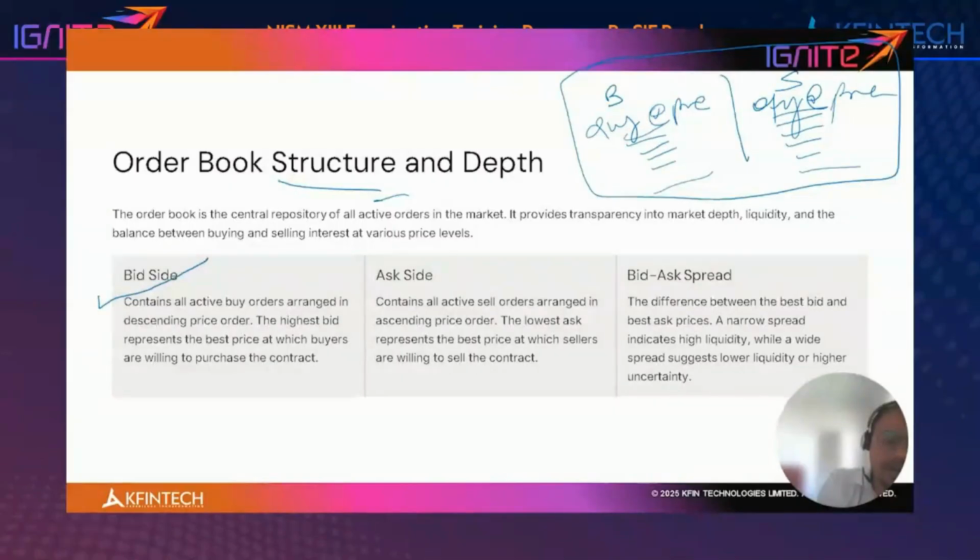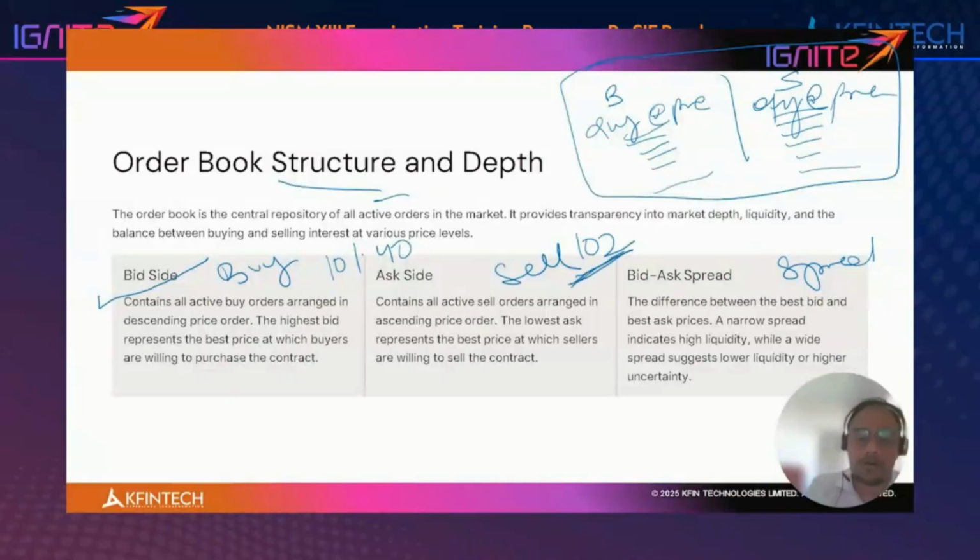What is bid side? We explained. Bid means buy, ask means sell. The difference between bid and ask is the spread. Say suppose I want to buy at 101.40. The seller is not ready to sell below 102. The spread is 0.6 because 102 minus 101.4 is 0.6. It is very simple. Bid means buy, ask means sell, and the spread is the difference.